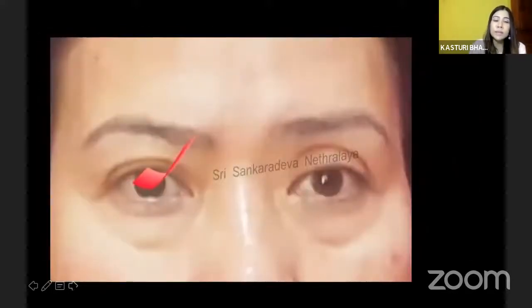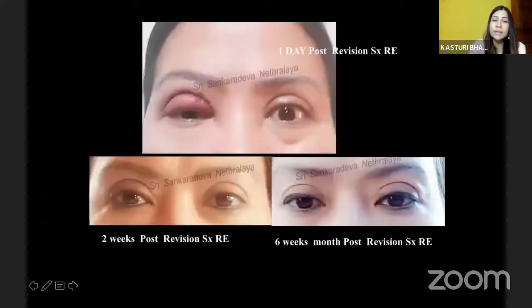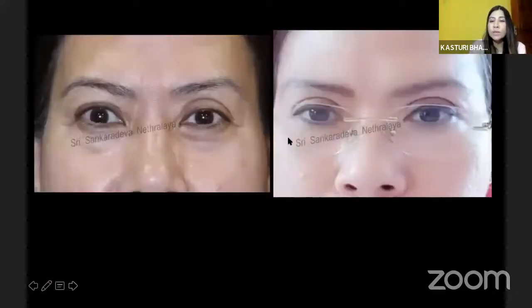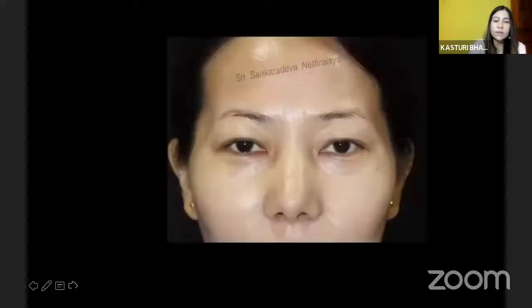Ultimately, we decided that we'll correct the right side. And this is after the correction of the right side. And ultimately, you can manage it and you can have a symmetrized eyelid crease in both the sides.